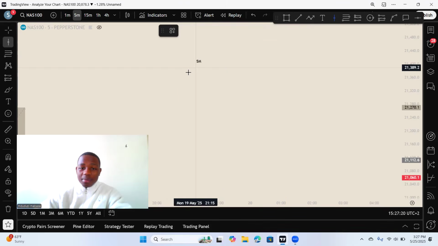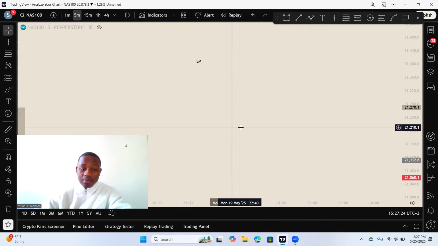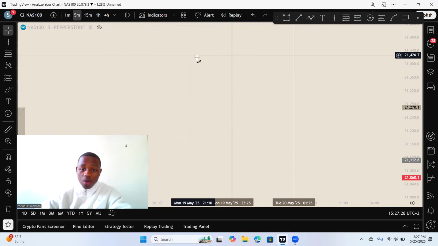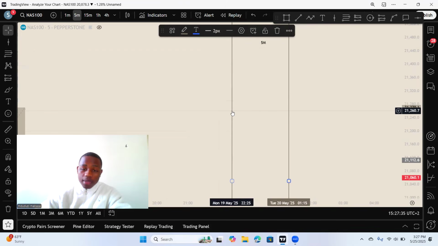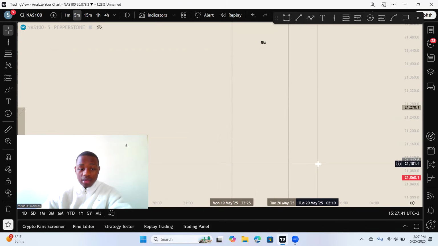Actually, first thing first, I take my vertical line like this. I mark my 1 p.m. South African time and my 2 p.m. South African time on my 5 minute time frame. On the 5 minute time frame, you mark your 1 p.m. South African time and the 2 p.m. South African time, just like this. This is how easy it is.